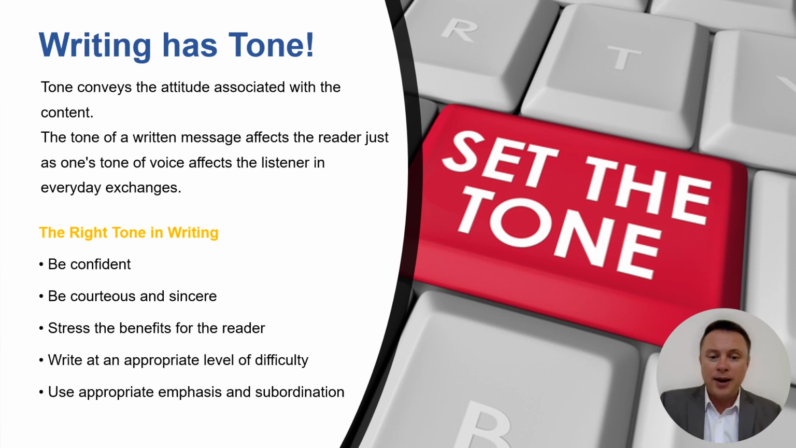Write at an appropriate level of difficulty, and I've got a very good example that I'll be sharing with you for this, and also use appropriate emphasis and subordination. So, this list of five are the main points that we're going to be covering, how to achieve them, and how to make your writing the best it can be, given those five sets of criteria, which I believe are essential. Okay, see you in the next slide.